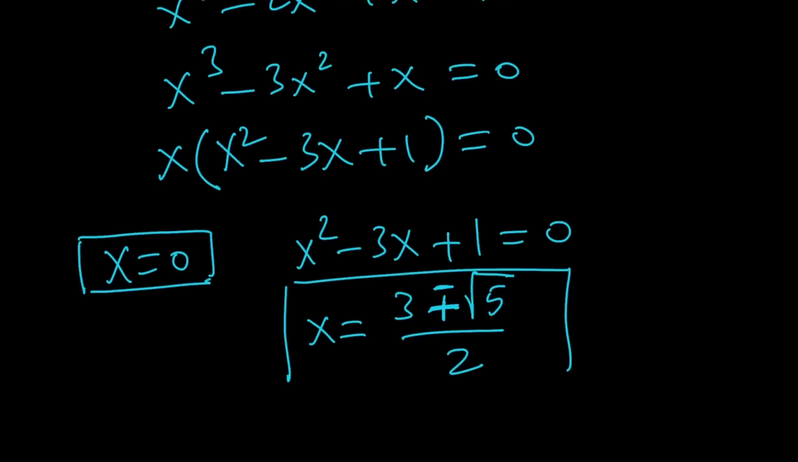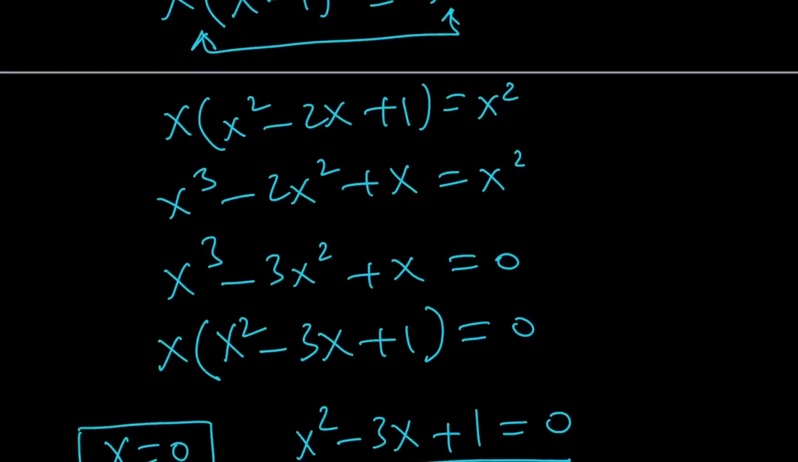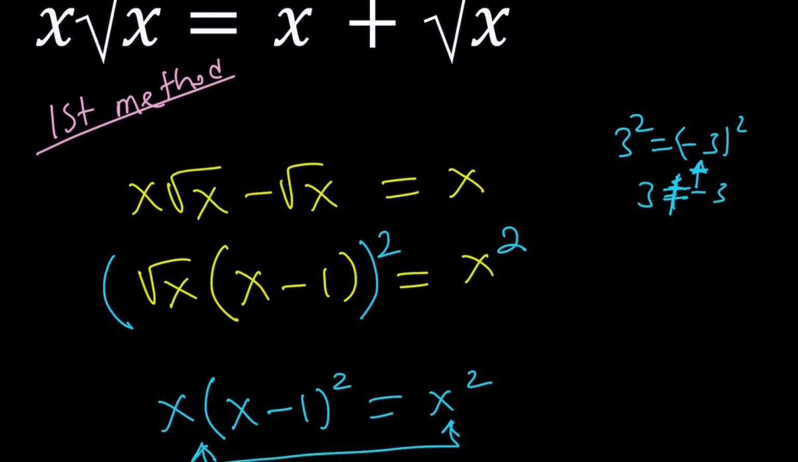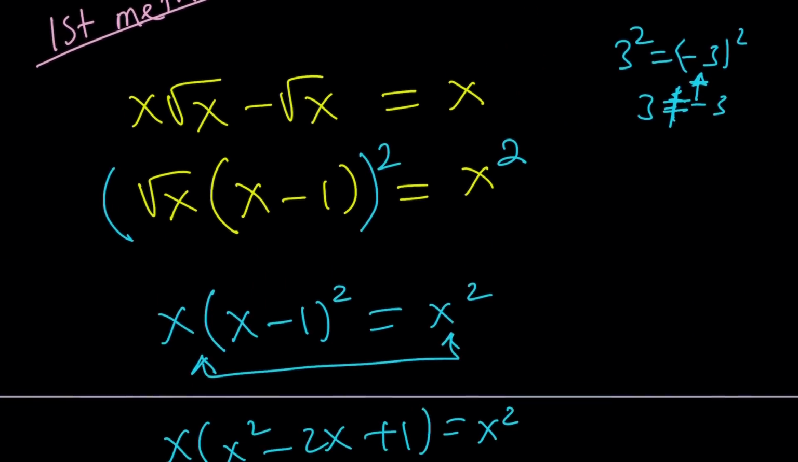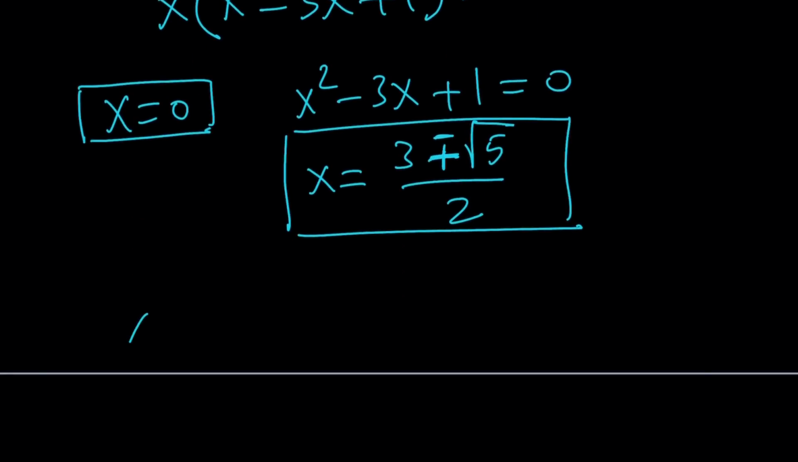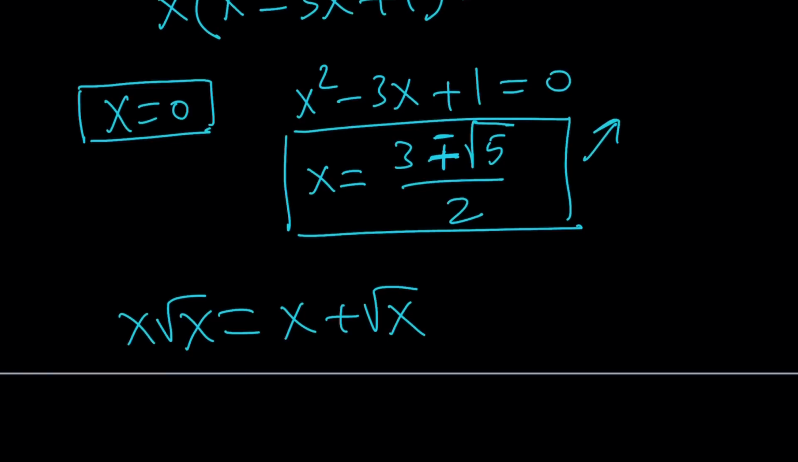But again, we have to check our work with the original equation. What is the original equation? x square root of x minus square root of x equals x. Or x square root of x equals x plus square root of x. This is the very original one, right? Okay, first of all, do we have any negative solutions? Let's check. (3 plus root 5) over 2 obviously is not negative, right?